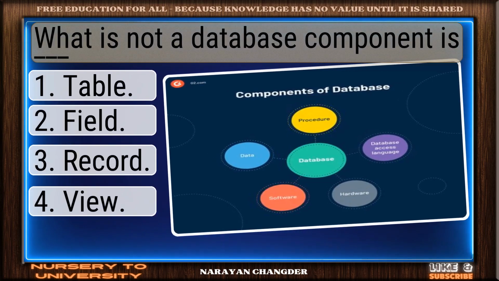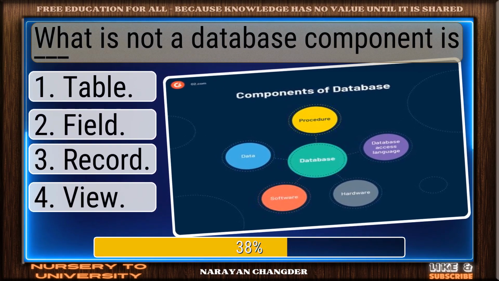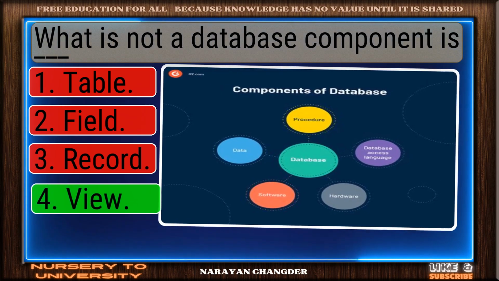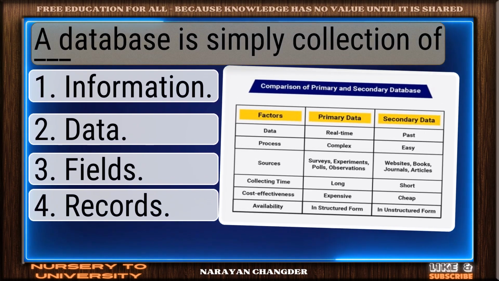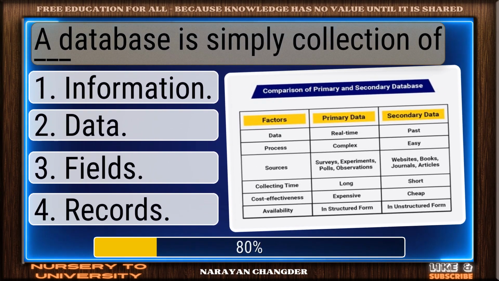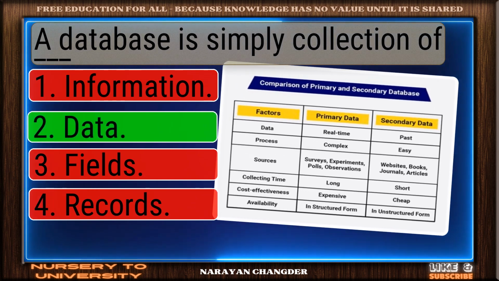Question number 36. What is not a database component is dash. Strong choice. View is the right answer. Question number 37. A database is simply a collection of dash. Correct response. Data is the most accurate answer.